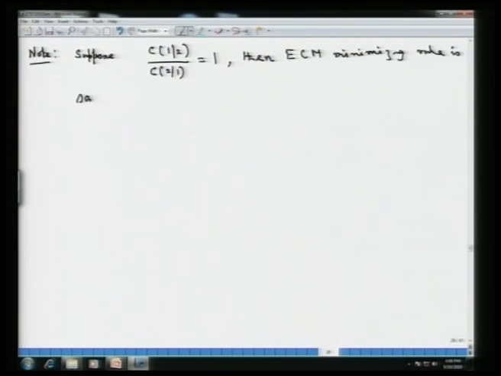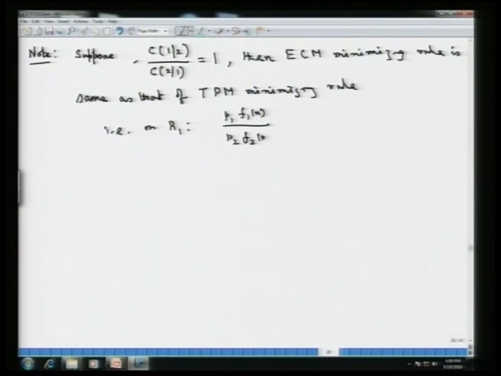Suppose we have this ratio C 1 given 2 by C 2 given 1 equal to 1, then the ECM minimizing rule is the same as that of the TPM minimizing rule. That is, if this holds, then on R 1 we will have P 1 times F 1 x by P 2 times F 2 x greater than or equal to 1, and on R 2 we will have this term less than 1. So, this is what we have.